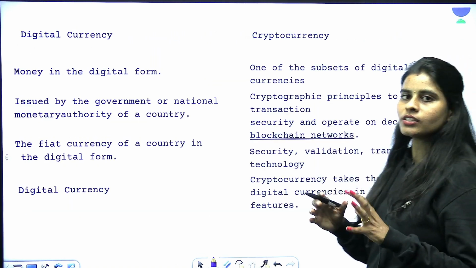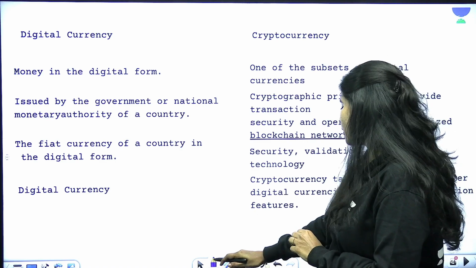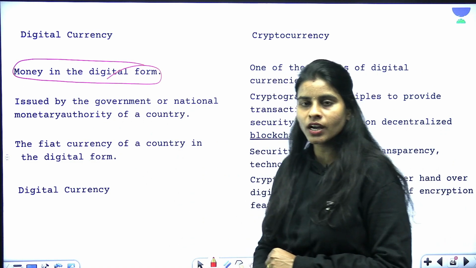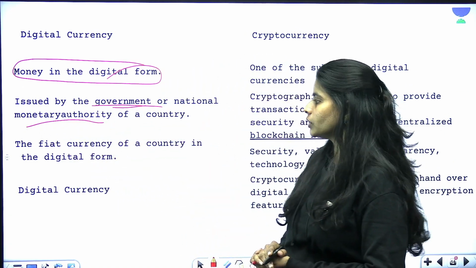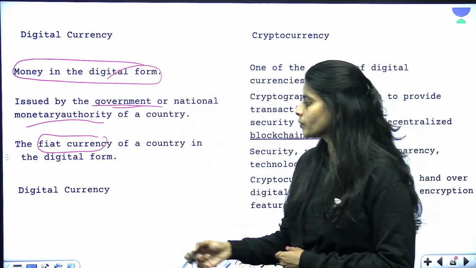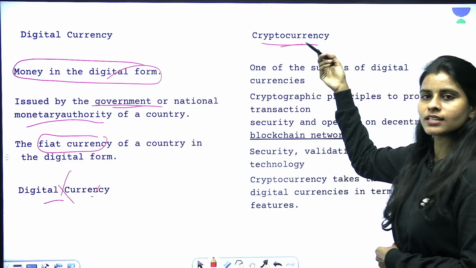Have a look at the differences between digital currency and cryptocurrency quickly. Digital currency is any currency, that is money in digital form. It is issued by whom? Either the government or the monetary authority of the country. So it is the fiat currency available in the country in a digital form. Talking about the cryptocurrency.